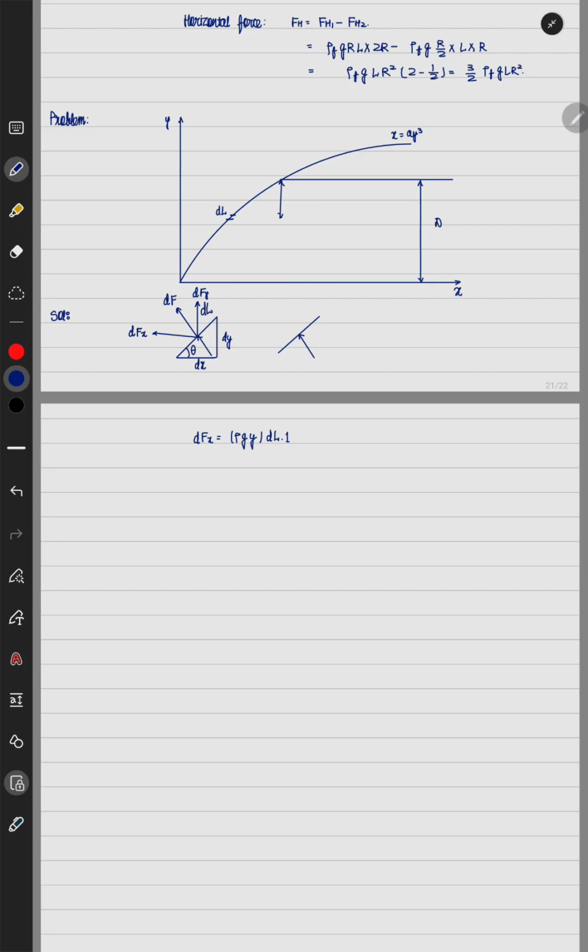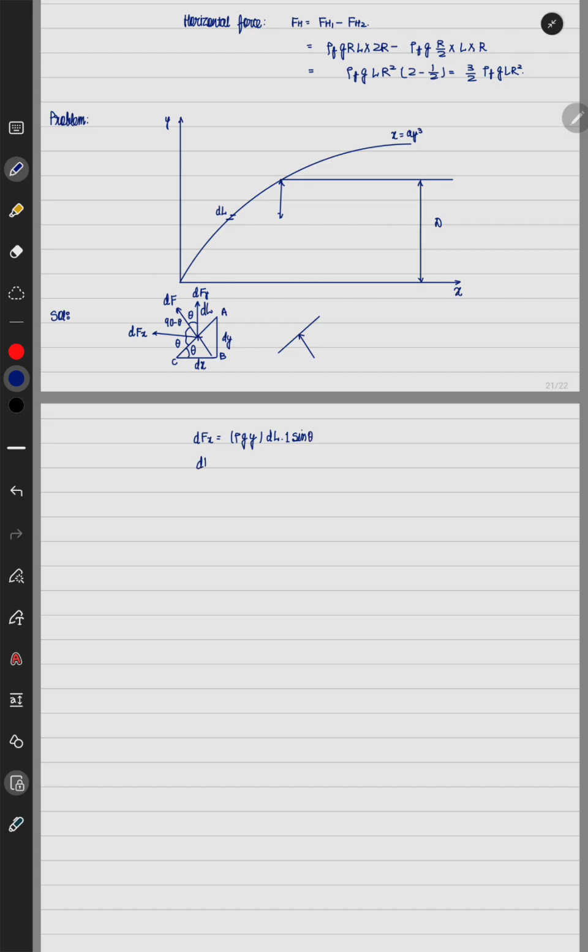Suppose I mark this as A, B, C. The angle ACB is theta. What is this angle? This angle will also be theta by alternate angles. This angle will become 90 minus theta, and this angle will become theta. So what is the component of force in the x direction? Cos of 90 minus theta, or sin theta.